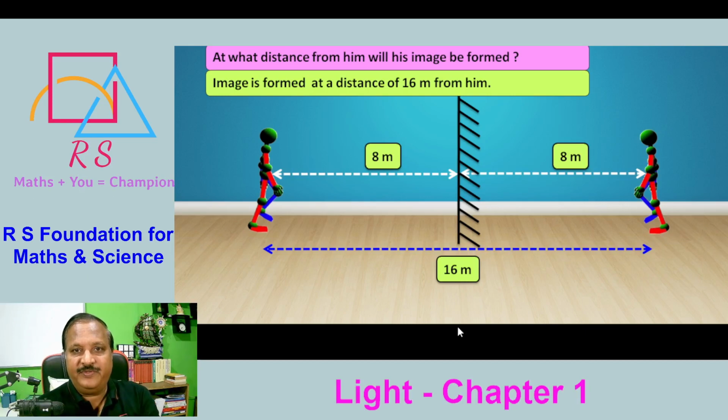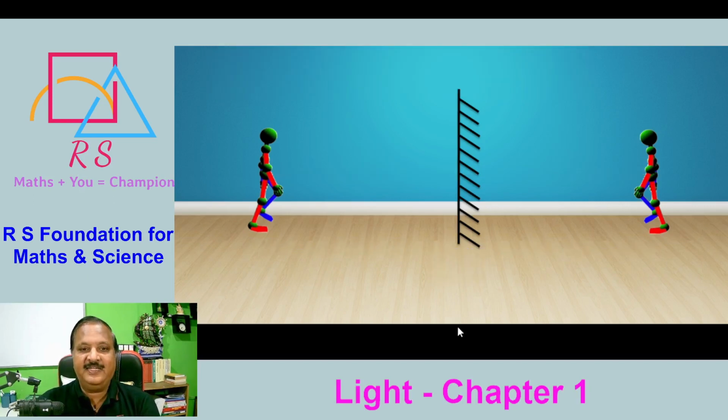Don't get confused. You have to read the question clearly. What is the question? What is the distance from him, that means the object, to his image formed? So he asked the distance between the object and the image. So for the object and image distance, you have to add both the object distance and the image distance.